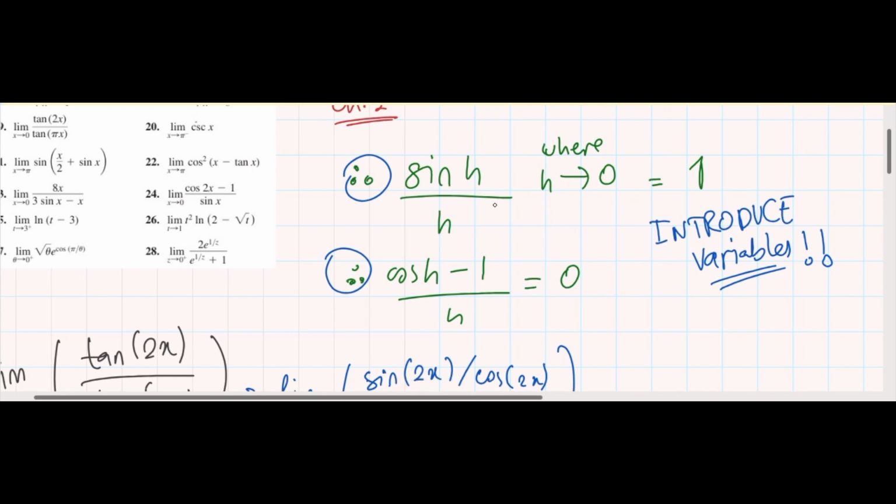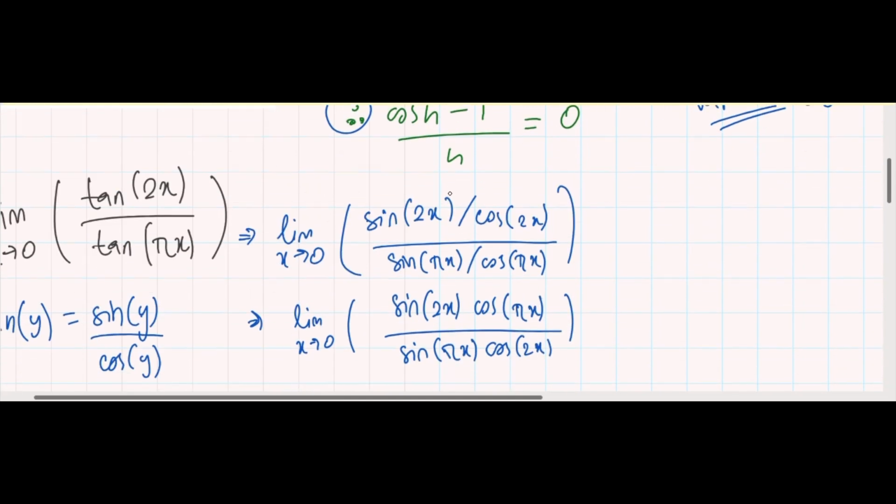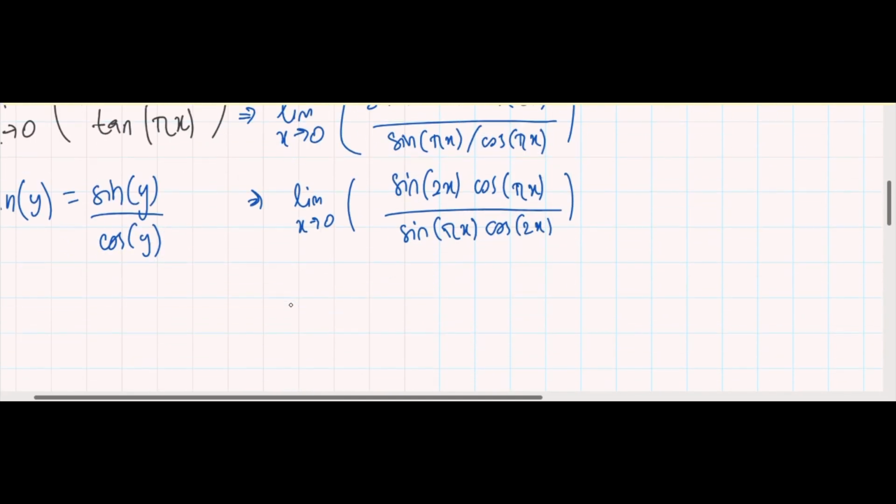So whenever you're dealing with sin h upon h, whenever the h above and the h below, the value in the brackets of sine and the value below, do not match, you have to introduce a variable or a constant, you have to introduce something. So here we have sine 2x and sine pi x. We need to match them so that we get sine pi x in the numerator, to match the denominator sine pi x, and we need to have 2x in the denominator, because we need to match the numerator sine 2x.